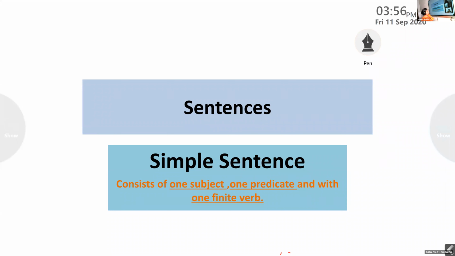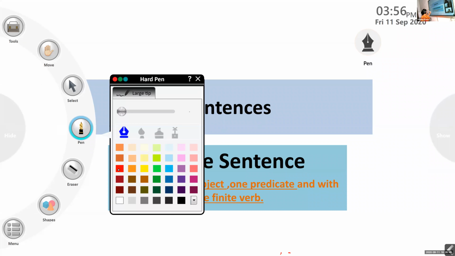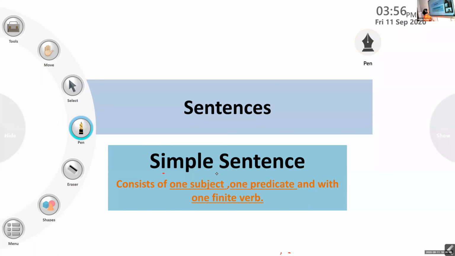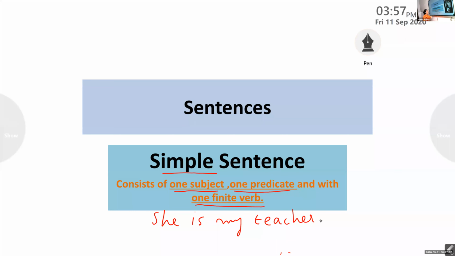Yes, ma'am. Okay, so we discussed sentences. I have told you all those four kinds of sentences are simple sentences. What are the special features of a simple sentence? A simple sentence consists of one subject, one predicate, and one finite verb. Very important. So, "She is my teacher" is a statement, right? It is a simple sentence because you can see a subject, a predicate and a finite verb.